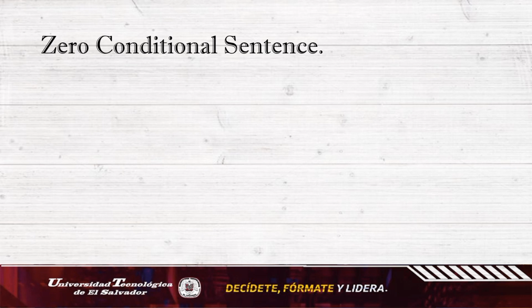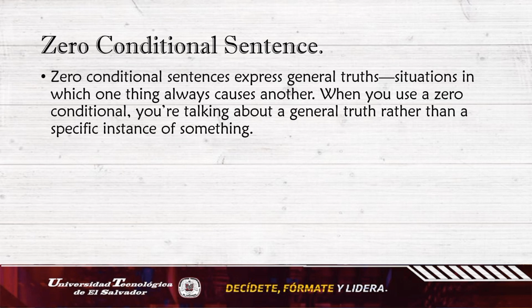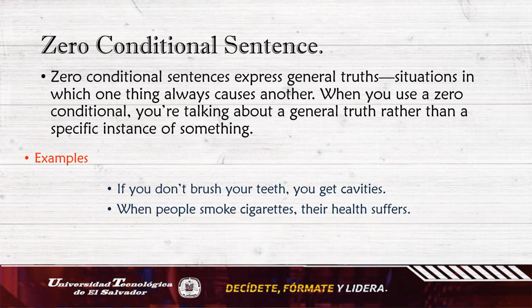Zero conditional sentence. Zero conditional sentences express general truths, situations in which one thing always causes another. When you use a zero conditional, you're talking about a general truth rather than a specific instance of something. Consider the following examples. If you don't brush your teeth, you get cavities. When people smoke cigarettes, their health suffers.